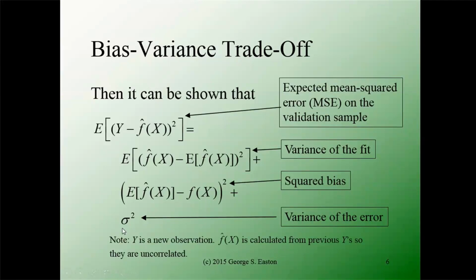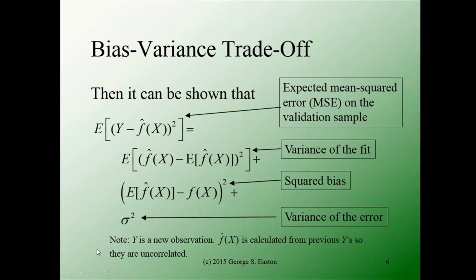Now I have a note here which is really mostly to myself. So y here is a new observation from the validation sample. F hat of x will be computed using the x from the validation sample, but the coefficients that define f hat of x will have been estimated from the training sample. Since the coefficients that define f hat are calculated from the previous y's that were a part of the training sample, the new observation y and the f hat of x are going to be uncorrelated. The x here used in f hat of x is the new x corresponding to this new y observation, but our analysis is conditional on this x, so it's considered a constant.